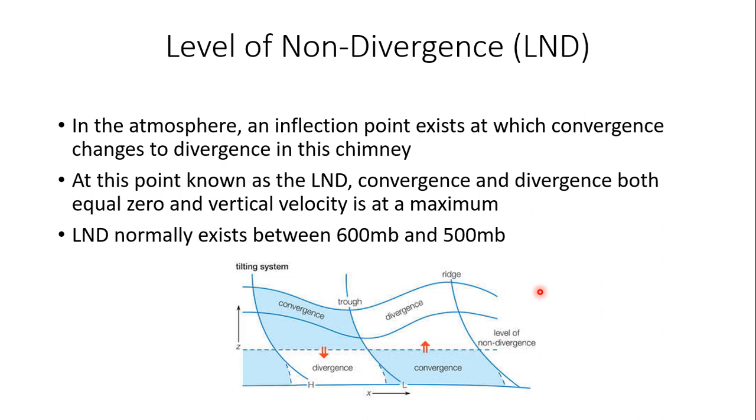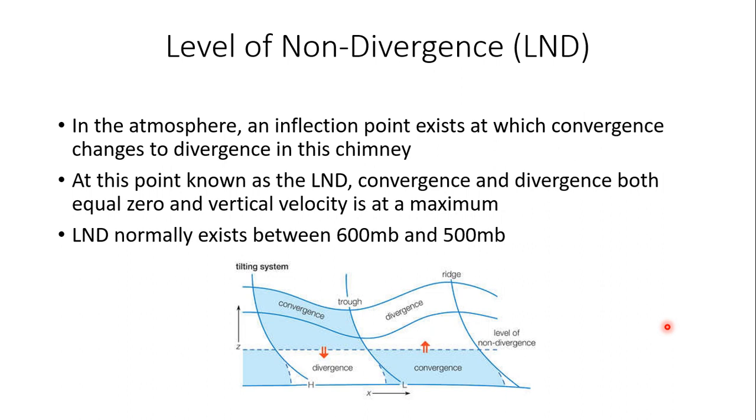If we were talking about a low pressure system with low level convergence and upper level divergence aloft over it, then we would be talking about convergence in the low levels changing to divergence in the chimney effect. So at this point where that convergence divergence switches or changes, that is known as the level of non-divergence, where convergence and divergence are both equal to zero, and the vertical velocity at this level of non-divergence actually reaches a maximum, whether we're talking about downward motion or upward motion.